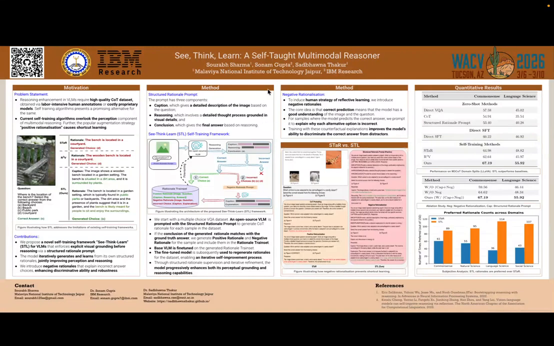The most important component of our STL framework is negative rationalization. The motivation for negative rationalization comes from humans only. When we humans try to solve an MCQ problem, we do not directly jump to find the correct answer.